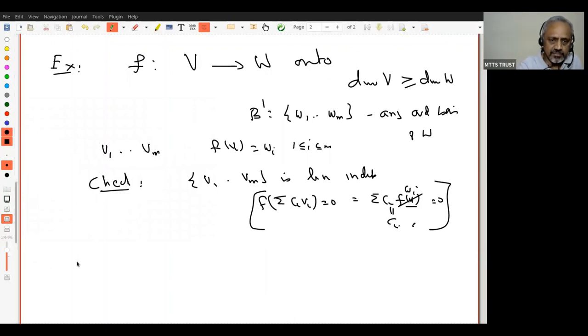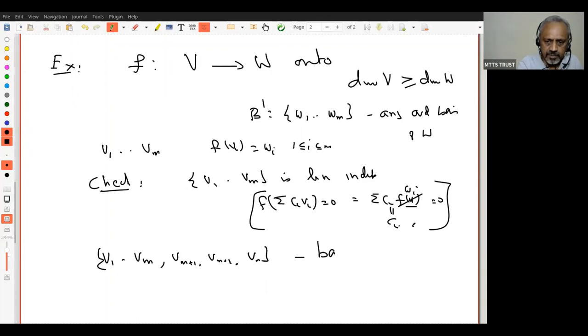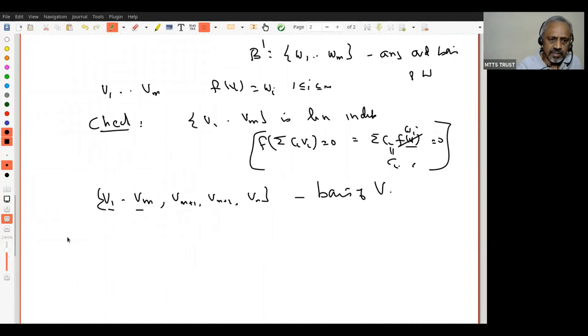Now what do I do? I extend V1, V2, Vm to Vm+1, Vm+2 to Vn, an ordered basis of V now. Again notice that V1, V2, Vm I keep in the same order such that F of V1 is W1, F of V2 is W2, F of Vm is Wm. And this is the ordered basis of W. Okay. Now let's look at what is F of V1. F of V1 is W1.